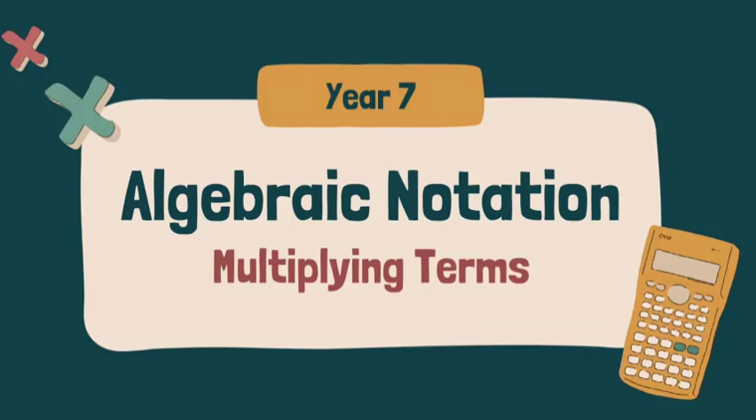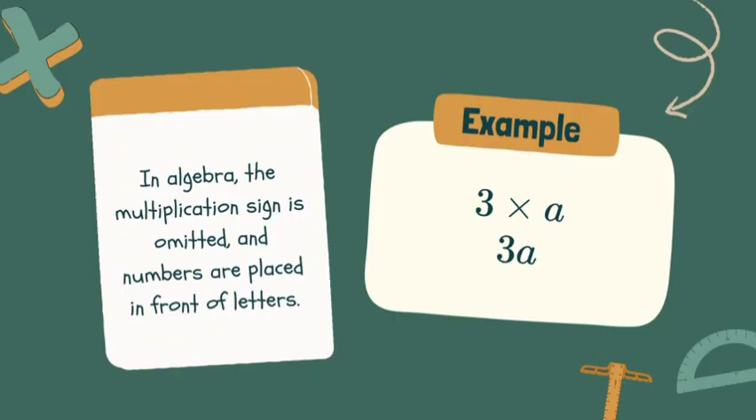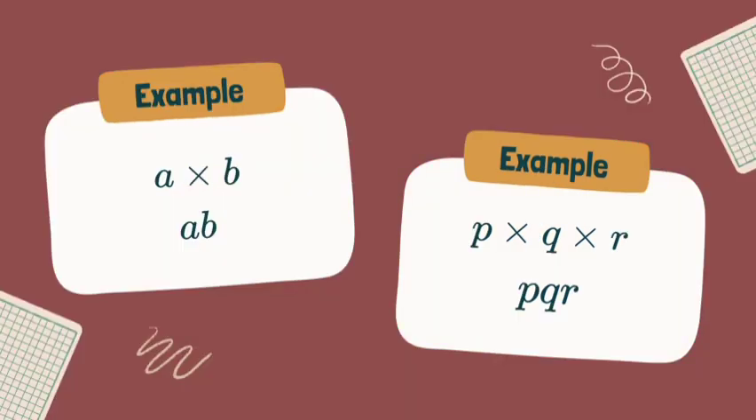In this video, we will learn algebraic notation, multiplying terms. Learning outcome: simplify algebraic expressions involving multiplications. In algebra, the multiplication sign is omitted and numbers are placed in front of letters. For example, 3 multiplied by a will be 3a. Another example is a multiplied by b will be ab. p multiplied by q and q multiplied by r will be pqr.